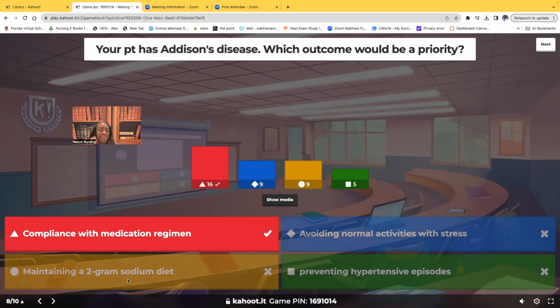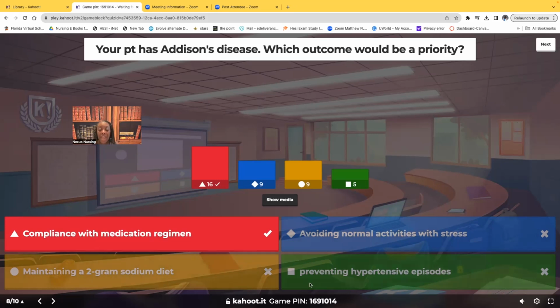Next, 9 of you guys chose maintaining a 2-gram sodium diet. A 2-gram sodium diet is a low sodium diet. Again, let's go back to the pathophysiology. This patient has Addison's disease. We need to add what? Salt. Why would we put them on a low sodium diet? Does that make any sense? Absolutely not. They're already at risk to be hyponatremic, hypotensive. Why would we put them on a low sodium diet? That makes no sense. That's why we shouldn't have chosen it.